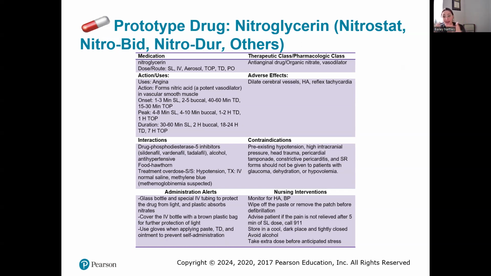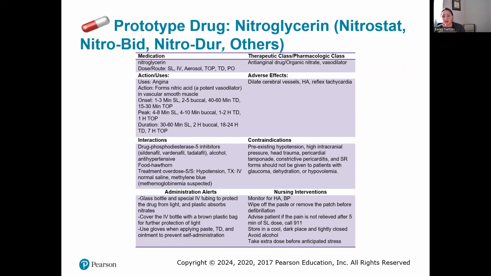So if I already have head trauma or an increased intracranial pressure, don't give me anything that's going to make it worse, okay? If I have pericardial tamponade or constrictive pericarditis, that is because you're going to increase the oxygen allowed in the heart. You're going to vasodilate the coronary arteries, and that can actually make these things worse. And these things can make the nitro not work, because it's already squeezing it too hard. Okay, we don't want to mess with it.